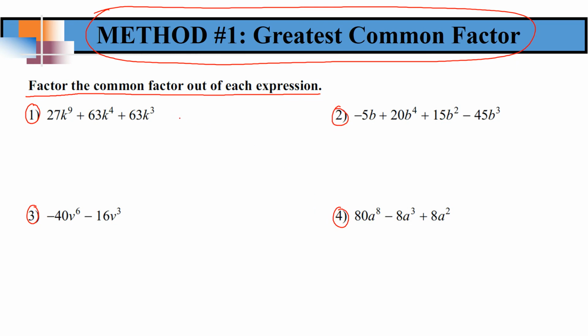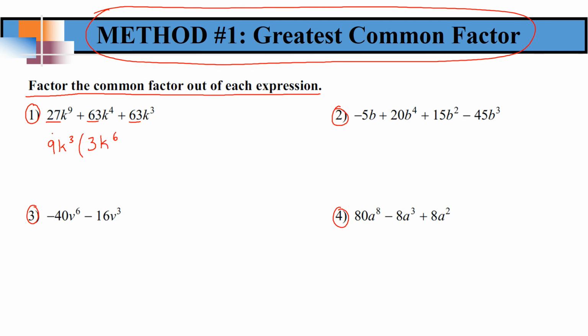Greatest common factor involves looking at whatever terms are provided to you and asking, what is the greatest value or expression that I can divide out of each of these evenly? I look at the coefficients first, 27, 63, and 63. The greatest common factor there is 9. Then I look at k to the 9th, k to the 4th, and k to the 3rd. That means I can factor out 3 k's, so k to the 3rd. When I divide that out, I'm left with 3k to the 6th, right?